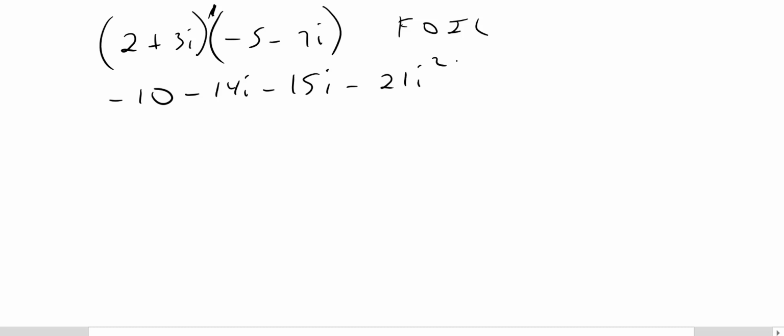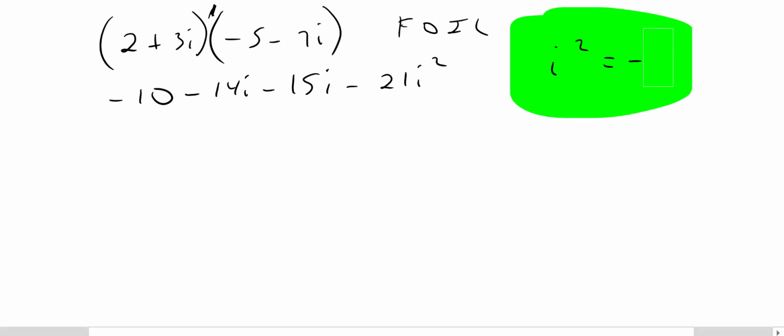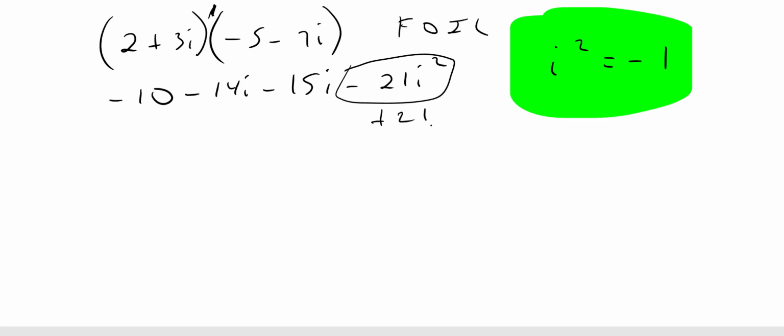Now, guys, I told you this way back in the day, but whenever you see i squared, it's equal to negative 1. You've got to remember that. That's so important. i squared is negative 1. So the first thing I do is see this i squared right here, and it says minus 21. It becomes plus 21. You basically just change the sign, because negative 21 times negative 1 is positive 21.